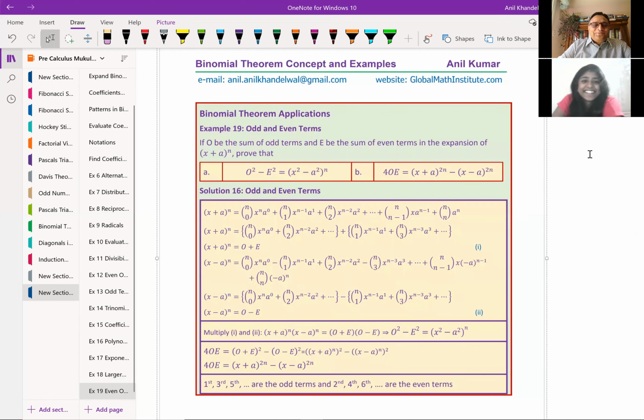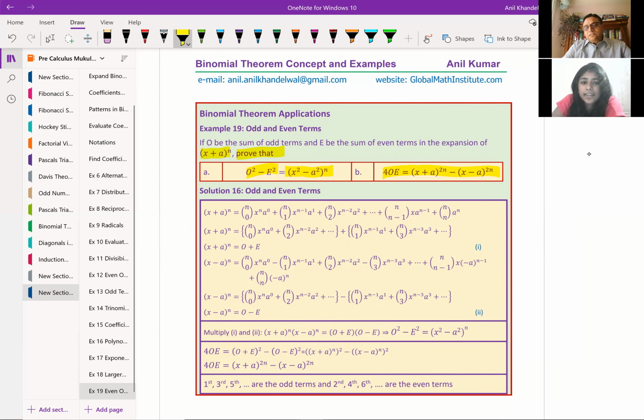Odd and even terms. If O is the sum of odd terms and E is the sum of even terms in the expansion of (x plus a) to the power of n, prove that O squared minus E squared equals (x squared minus a squared) to the power of n. And part B: 4OE equals (x plus a) to the power of 2n minus (x minus a) to the power of 2n.